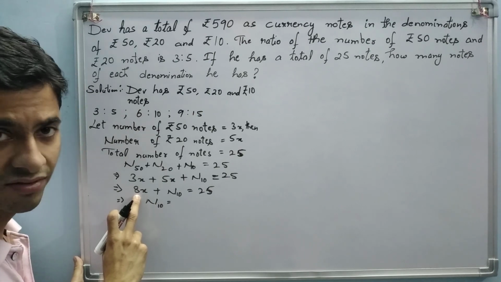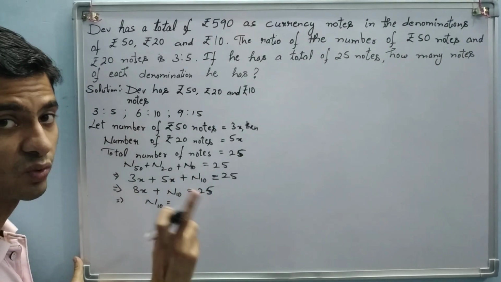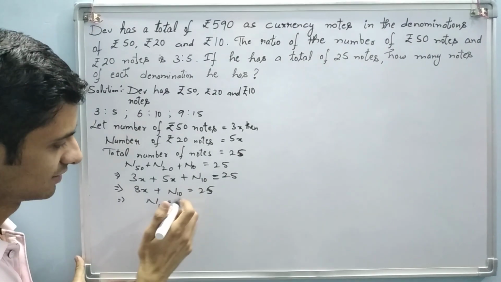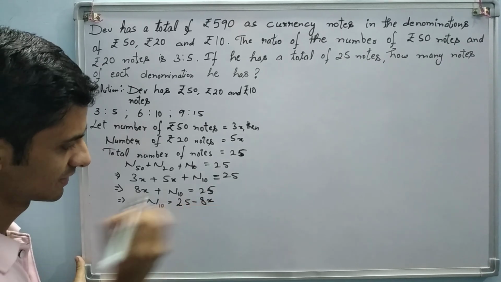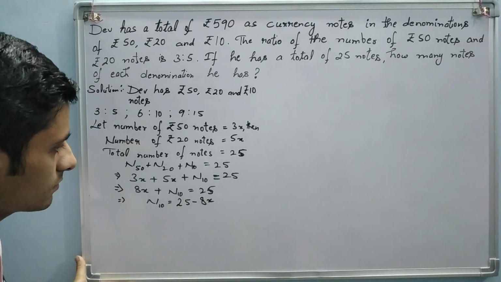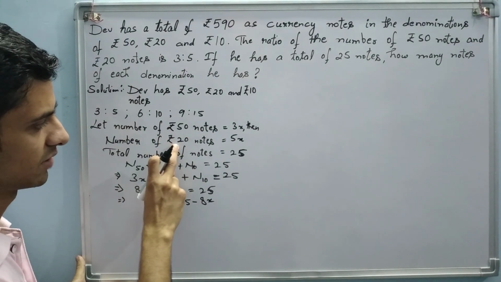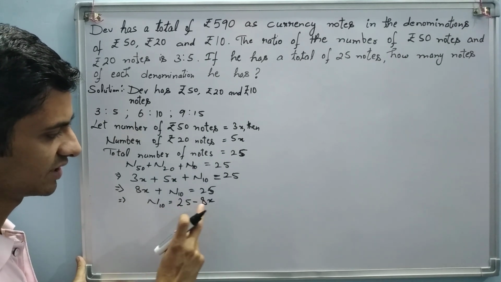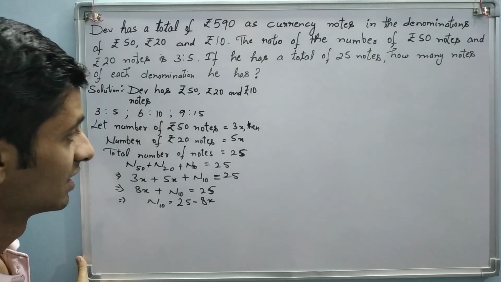So it can be treated as a number and can be transposed. Here it is positive, going right of the equal to sign, it will turn negative. So transposing this 8x, we will get 25 minus 8x. Number of 50 rupee notes 3x, number of 20 rupee notes 5x, and number of 10 rupee notes 25 minus 8x. This is something we have.